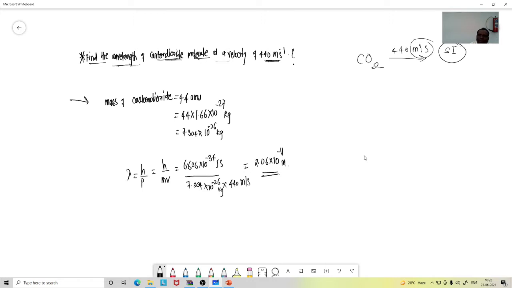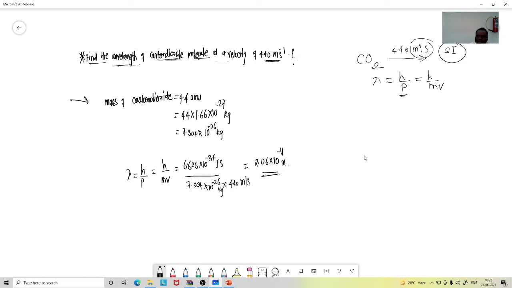Therefore, what we have to take? We have to take all the calculations in the SI unit. First, we know how to calculate the wavelength. Wavelength, we know that lambda is equal to h upon p, right? And p is what? p is the momentum, right? That we have learned. That is h upon p, where p is equal to mass into velocity.